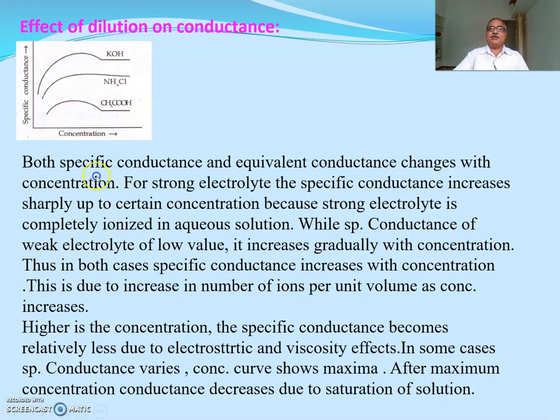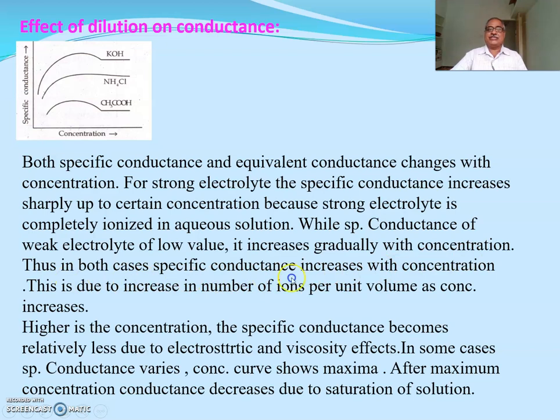Now we are going to see the effect of dilution on conductance measurement. Both specific conductance and equivalent conductance change with concentration. When we change the concentration, the number of ions present in the solution changes. A strong electrolyte is completely ionized in aqueous medium, so its specific conductance increases sharply up to a certain concentration, while the specific conductance of a weak electrolyte, like CH3COOH, changes gradually with concentration.